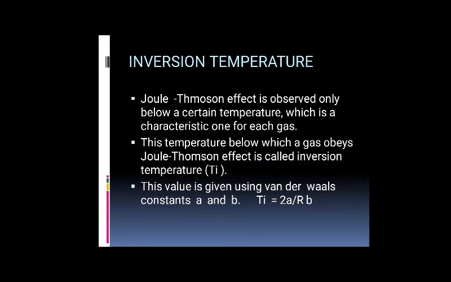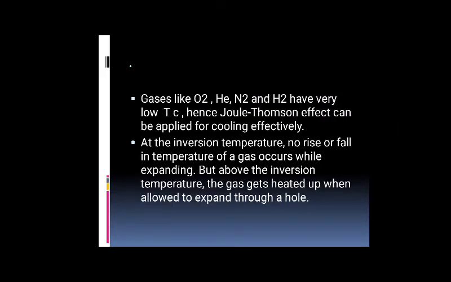So how can you calculate the inversion temperature? Ti is equal to 2A by RB, where A and B are the van der Waals constants. This is important: gases like oxygen, helium, nitrogen, and hydrogen have very low critical temperature. Hence the Joule-Thomson effect can be applied for cooling effectively.